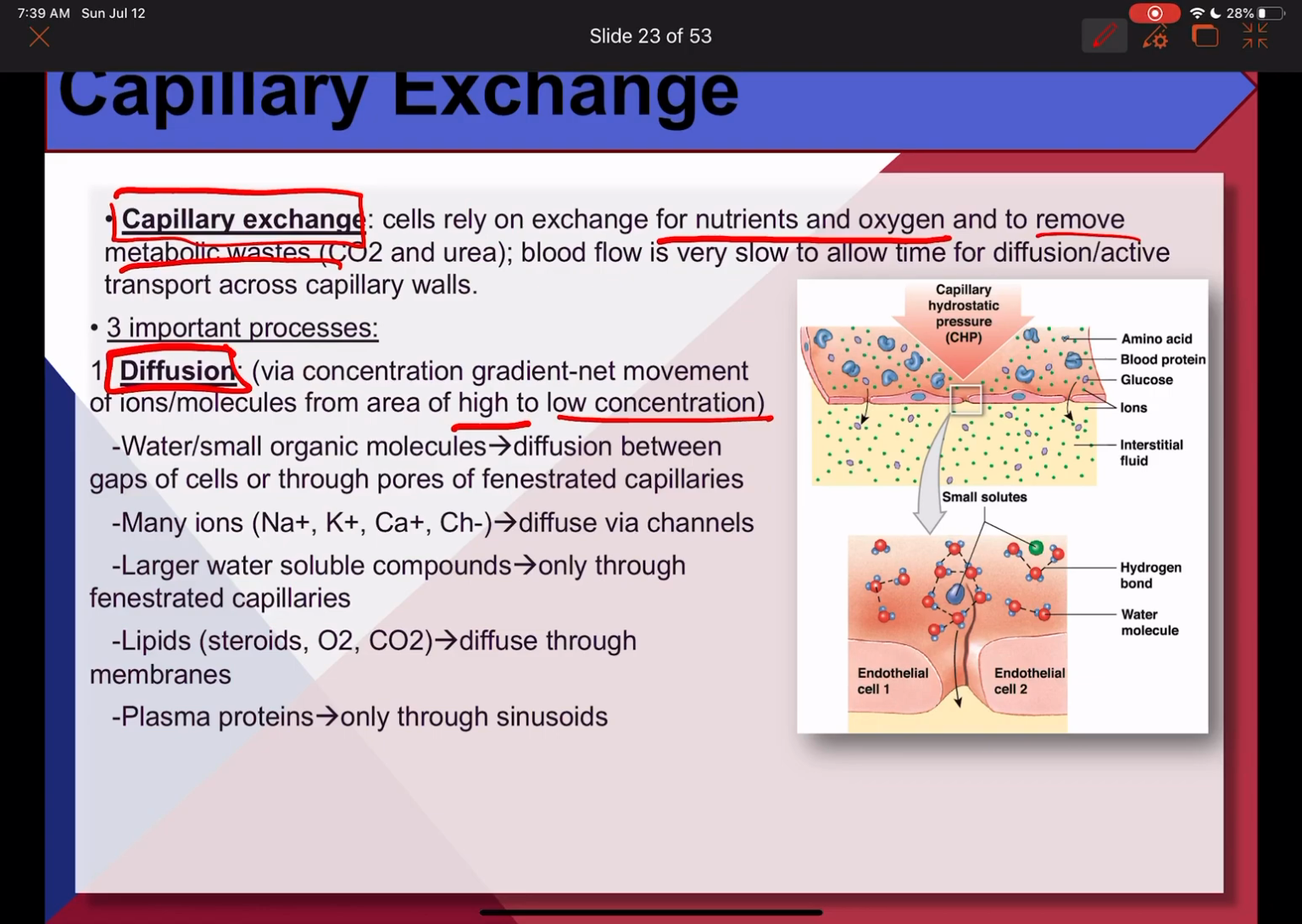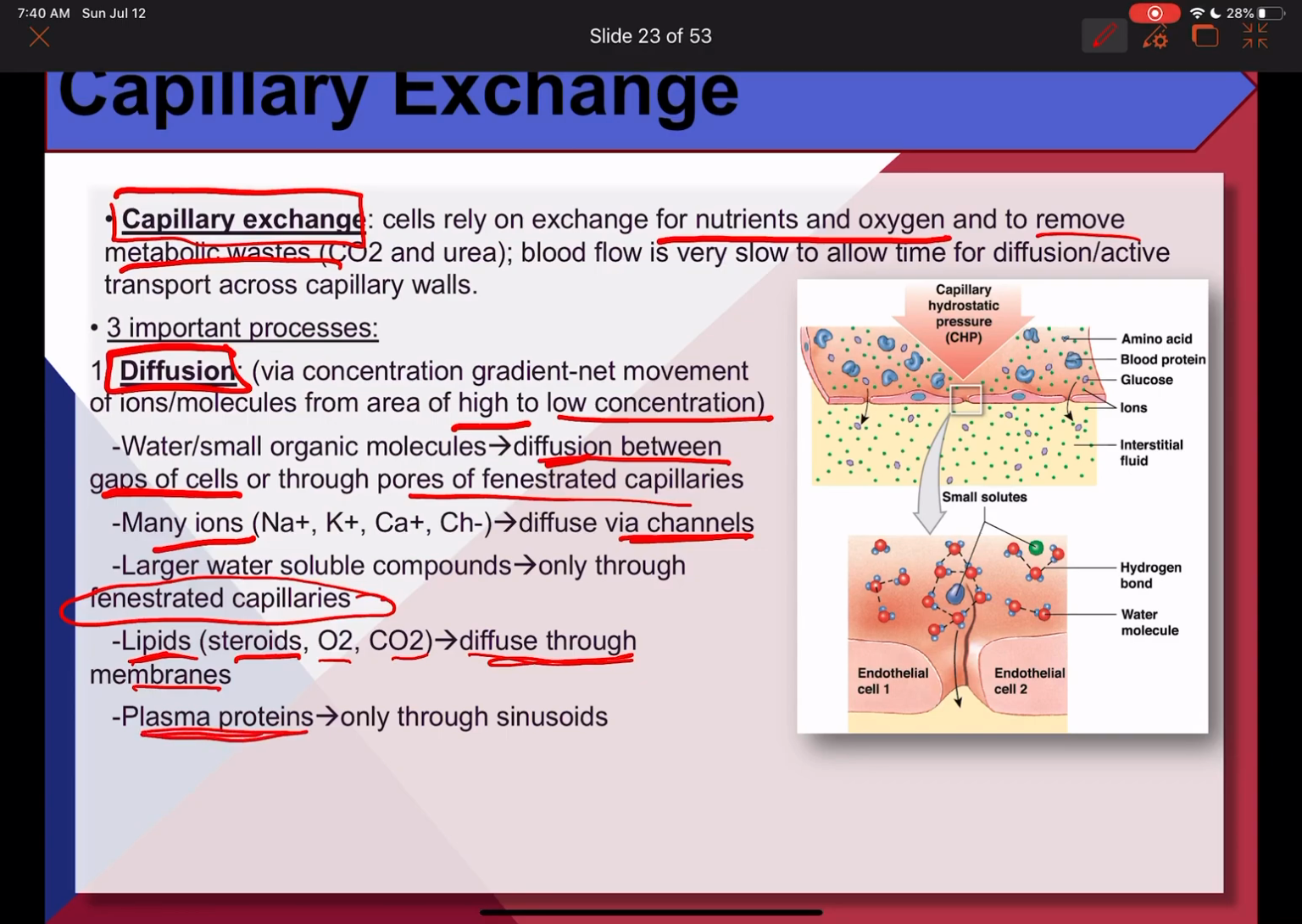For example, water and small organic molecules will just diffuse between gaps of those endothelial cells or through the pores of fenestrated capillaries we talked about. Many ions, however, will diffuse via channels. Larger water-soluble compounds only go through fenestrated capillaries, while lipids like steroids, oxygen, carbon dioxide will be able to diffuse right through the plasma membrane of the capillaries.